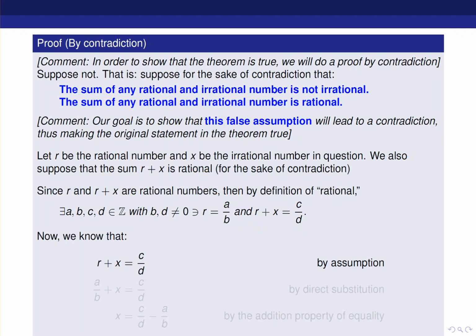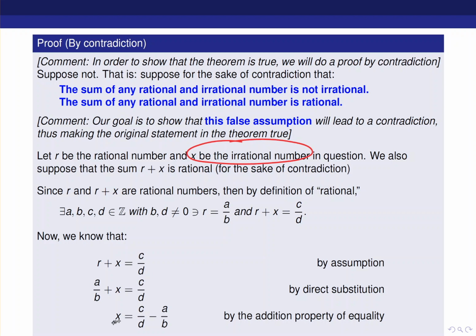So now let's take a look at the R plus X, which is supposedly equal to C divided by D. But R itself is A over B, so we can take that and plug it into the expression. And we get A over B plus X equals C over D. This is true by direct substitution, which means now I can subtract the A over B fraction from the left to the right side of the equation. So keep in mind that X represents the irrational number, and all of a sudden now we have X equals C over D minus A over B.